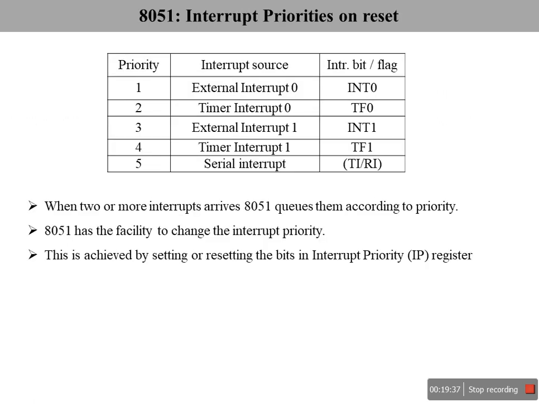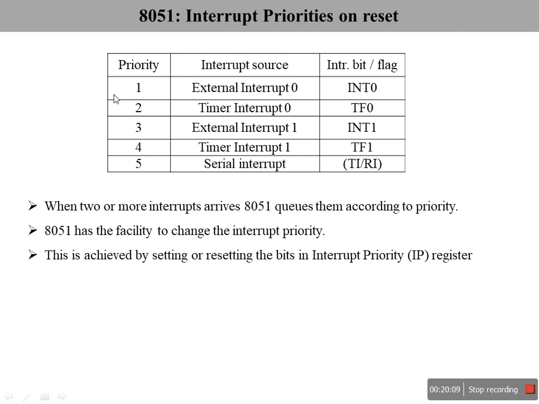Now assume all interrupts are enabled and all have generated their signal. What happens? To solve this issue, when multiple interrupts come at the same time, we have a priority. These are the priorities on a reset, that is, whenever you reset or bring a power supply to the 8051. The first priority is external interrupt 0; INT0 has the highest priority.